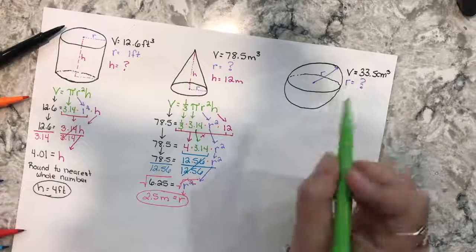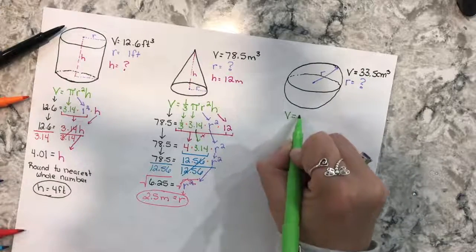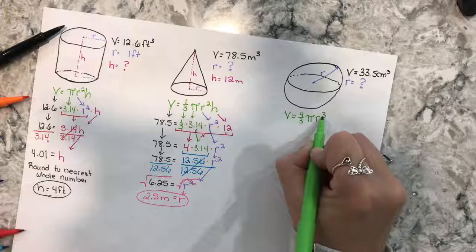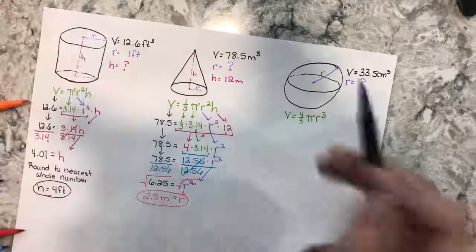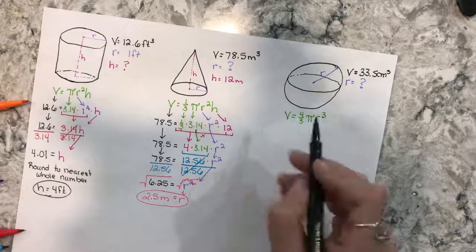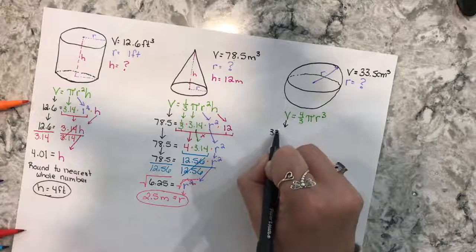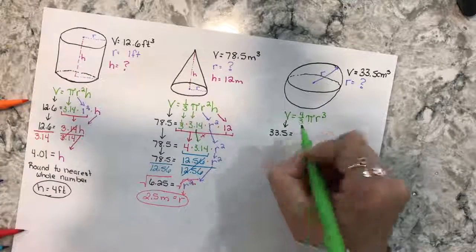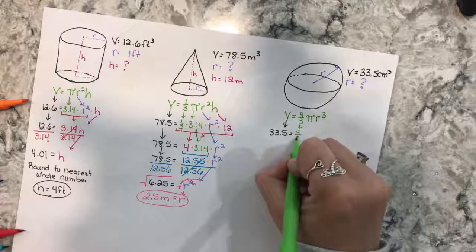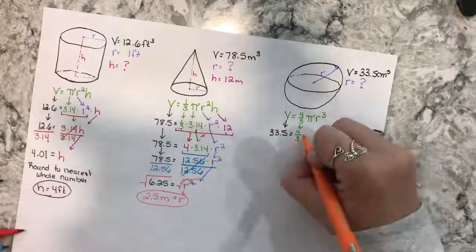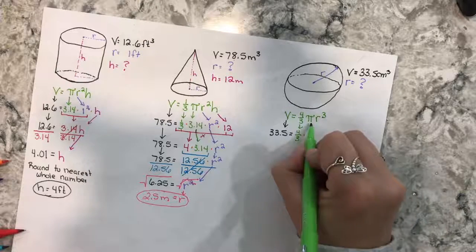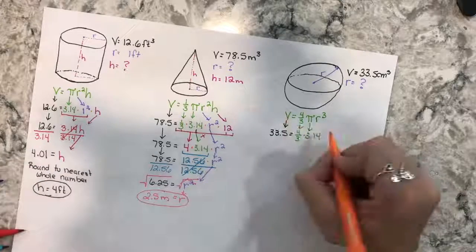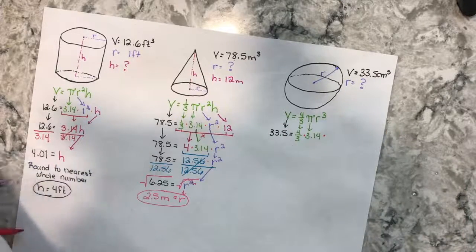Now, our formula for the volume of a sphere is volume equals 4/3 pi r cubed. And this is r cubed because we don't have a height. So plug in what we know. The volume is 33.5. We're not doing anything with the 4/3, so carry that down. And the rounded version of pi is 3.14. And then we're looking for the radius, so it's just times r cubed. Just carry that down.